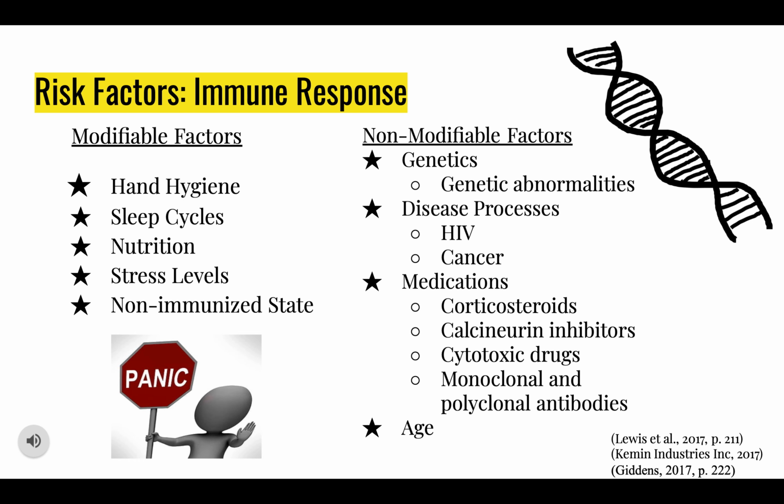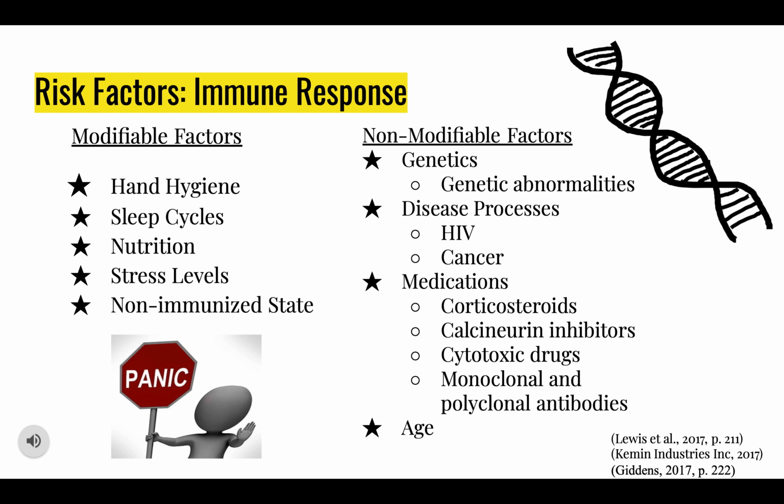The non-modifiable factors include genetics that focus on genetic abnormalities in immunoglobulins, T cells, B cells, and other immune system cells that are responsible for the immune response. The next factor are various disease processes that can interfere with immune systems, such as HIV and cancer, just to name a few. Medications, such as various immunosuppressants that are used during cancer treatment or autoimmune diseases. The medications include corticosteroids, calcineurin inhibitors, cytotoxic drugs, and monoclonal and polyclonal antibodies.